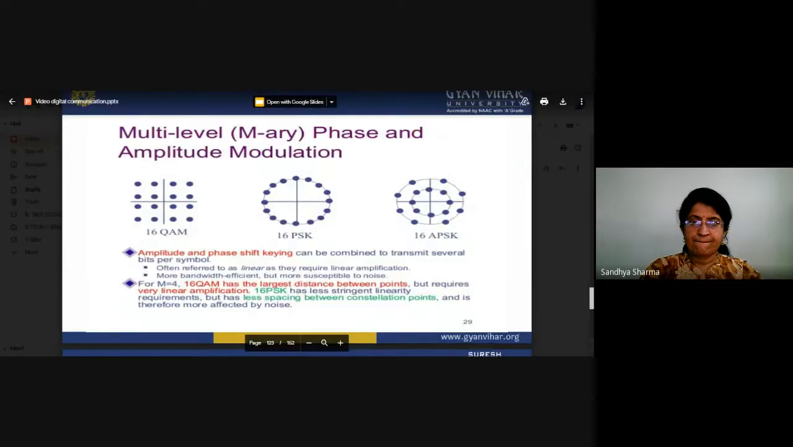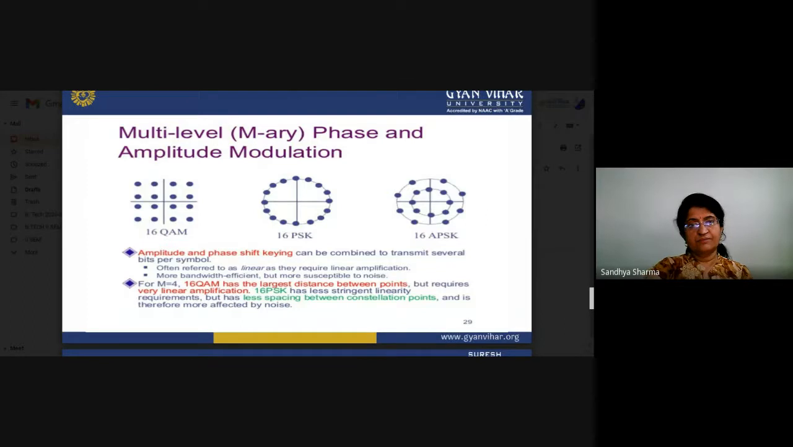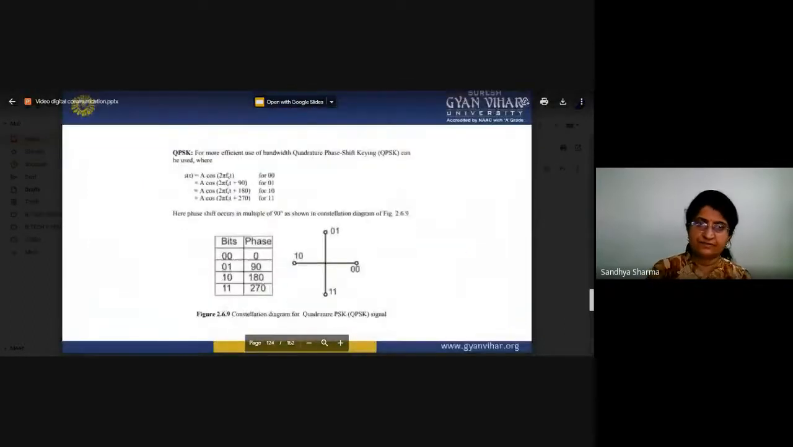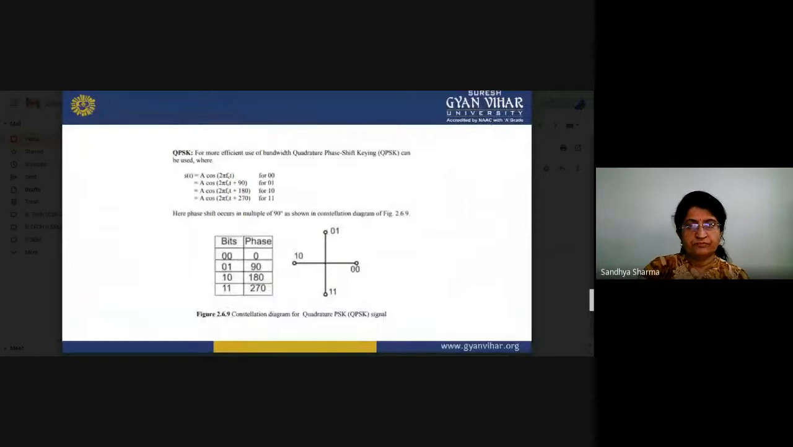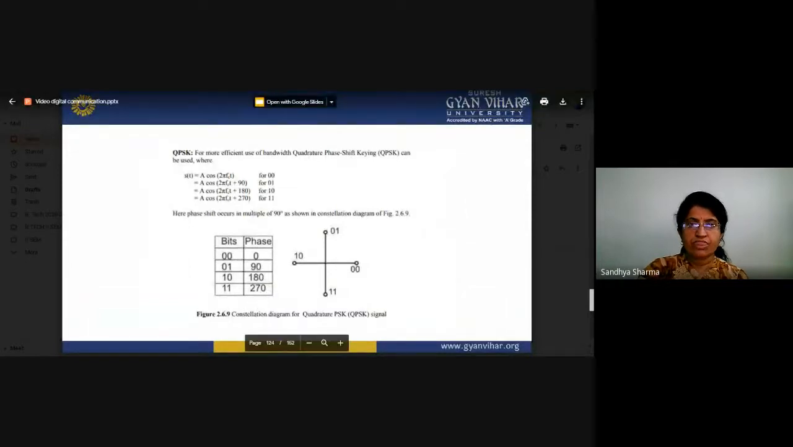So this is a basic pattern of our 16 QAM and 16 APSK levels. You can also opt for 00, 01, 10, 11. You can also say 2πfct, 2πfct plus 90 degrees, plus 180 degrees, and plus 270 degrees. So this is the basic classification of phase shifting and more efficient use of bandwidth, quadrature.